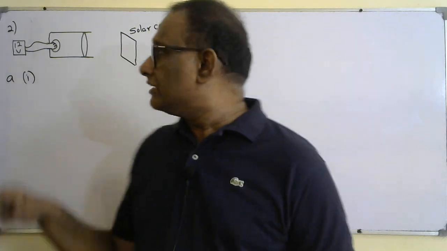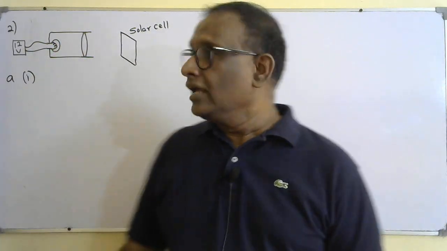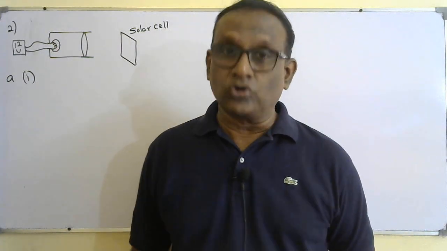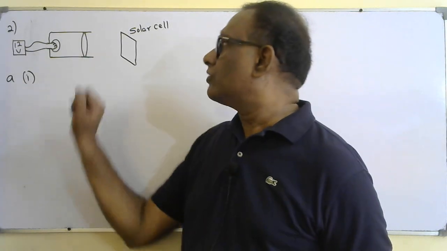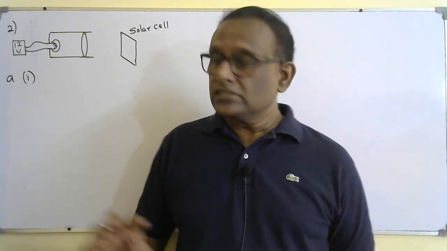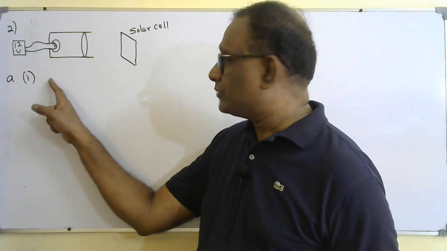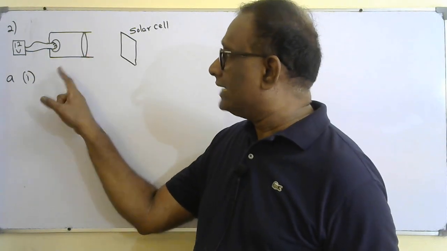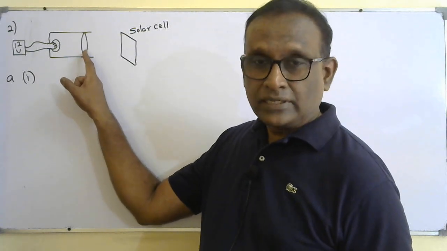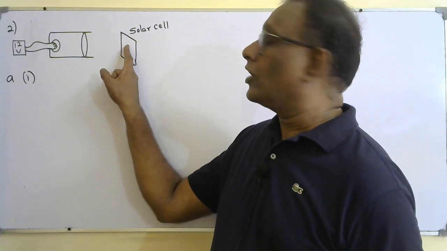So you can say if the convex lens is not there, the light from the filament lamp will spread out everywhere and the intensity of the light falling on the solar cell will be lower, not enough to produce enough voltage. So what's the purpose of the convex lens? You can say without the lens, the light will spread out. The convex lens will converge. Without the lens, the light from the filament lamp will spread out. But when a convex lens is kept, the convex lens will converge the light to a point on the solar cell.